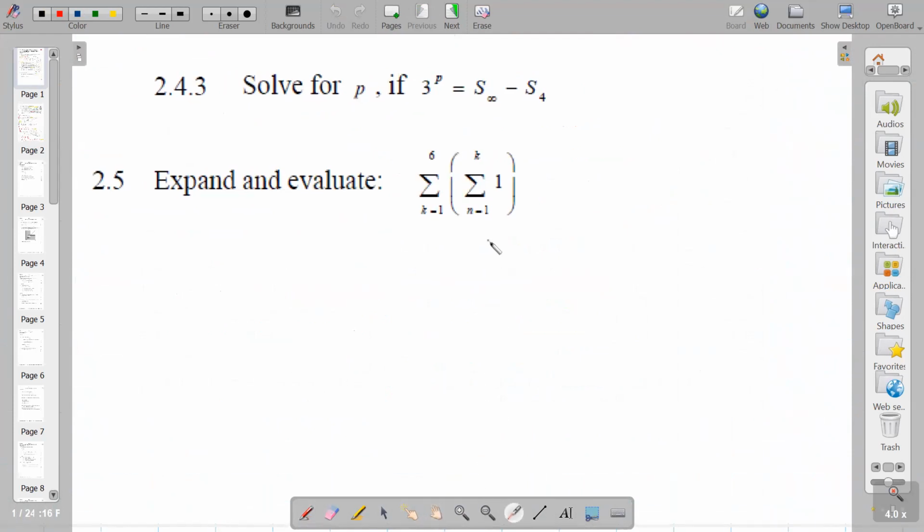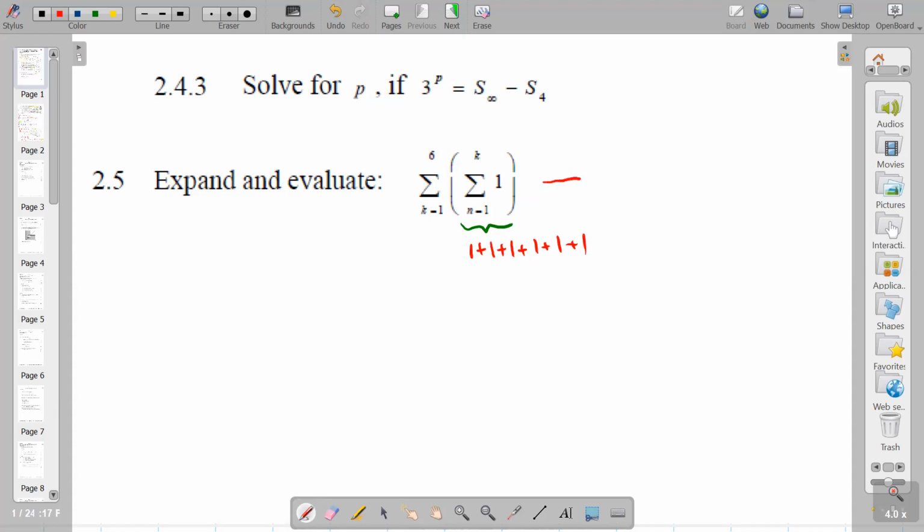We are adding ones from 1 to k. So how many ones are we adding? You see, the idea of sigma notation is the sum of these things inside. So these things are 1. So we will be adding 1 and 1 and 1. So for n is 1, it is 1, plus for n is 2, it is another 1, another 1. So actually we will be adding 6 ones here. So that sum will be 6.